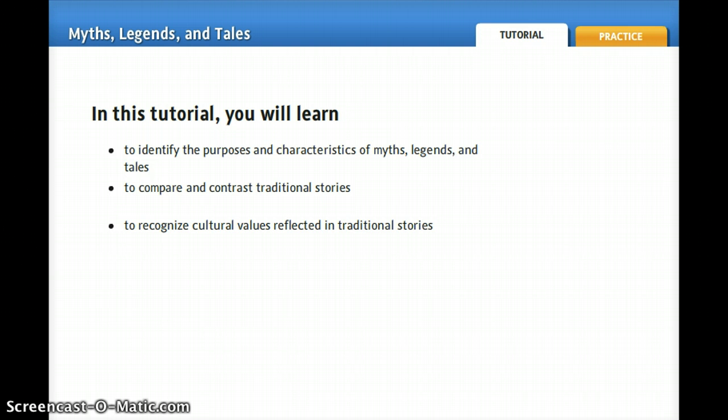In this tutorial, you will learn to identify the purposes and characteristics of myths, legends, and tales, to compare and contrast traditional stories, and to recognize cultural values reflected in traditional stories.